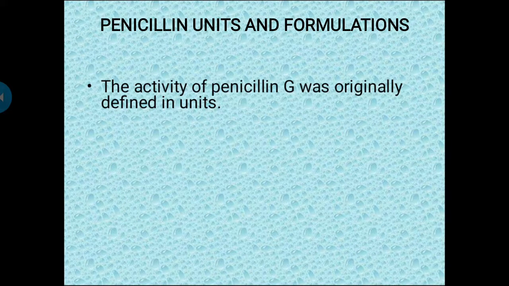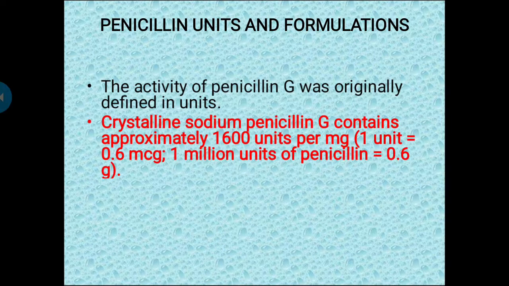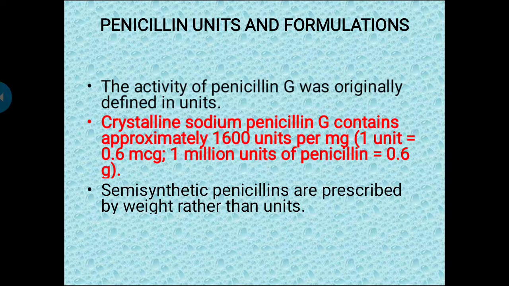Penicillin units and formulation. The activity of the penicillin G was originally defined as units, and you can remember it in many ways. Actually, 1 million units of penicillin is 0.6 gram, or 1600 units make 1 mg. Semi-synthetic penicillins are prescribed by weight rather than units. So remember this: 1 million units of penicillin is 0.6 gram of penicillin. But this is the natural penicillin. There are some semi-synthetic penicillins like amoxicillin, ampicillin. They are prescribed by weight.